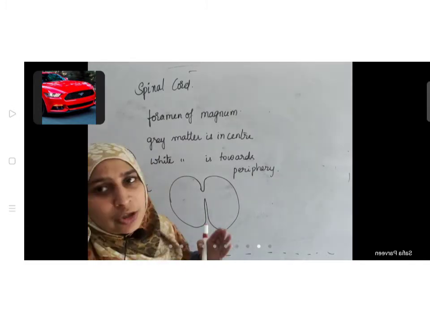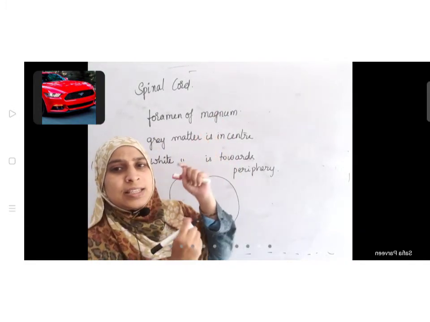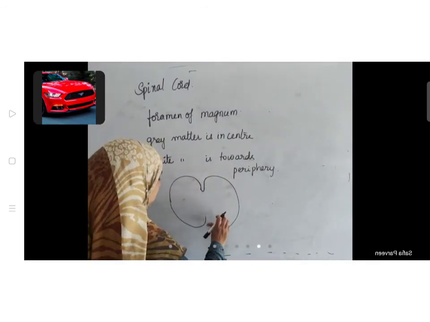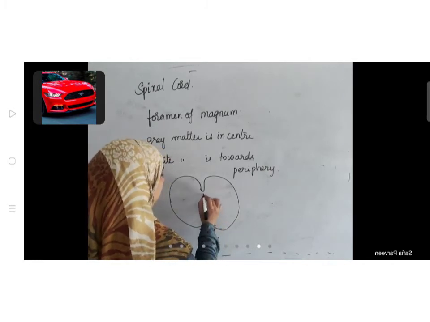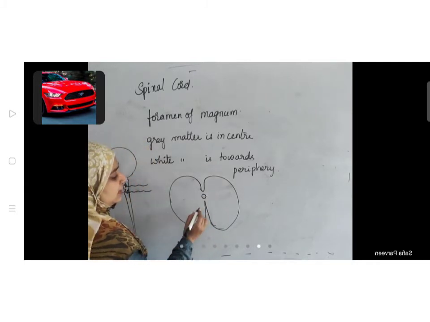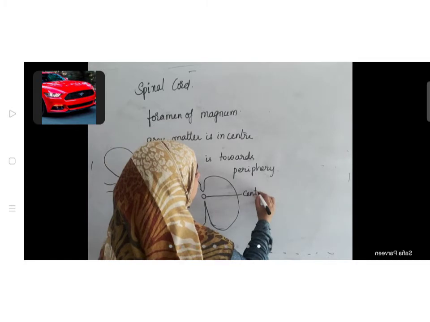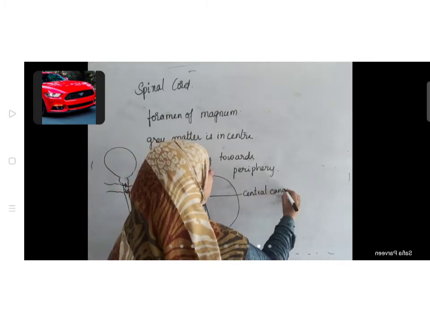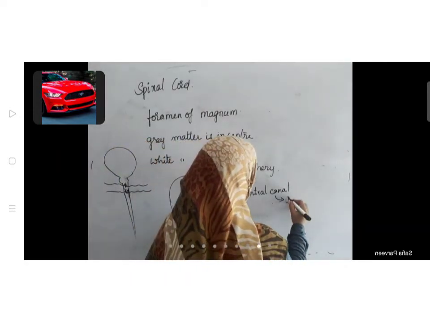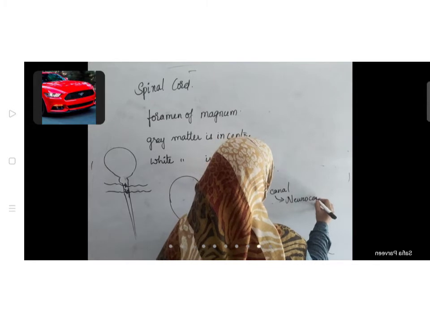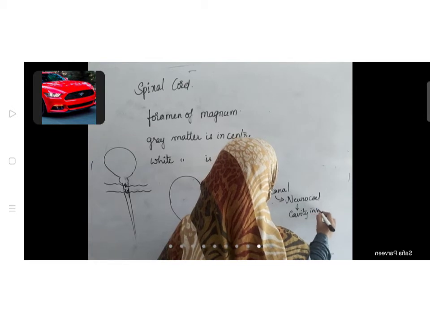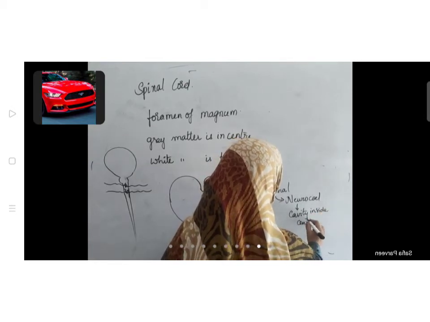Okay, the TS of the spinal cord. It goes long like this, cutting like this, and observing the TS of the spinal cord, it looks like this. Here one central canal is there. The cavity that is present inside is the central canal. The cavity that is present inside this central canal is called the neurocele. Neurocele is a cavity inside the central canal.